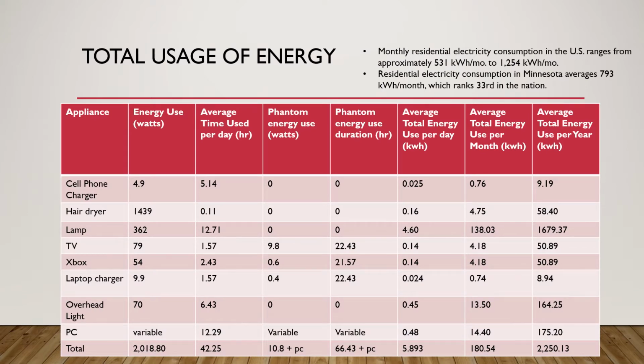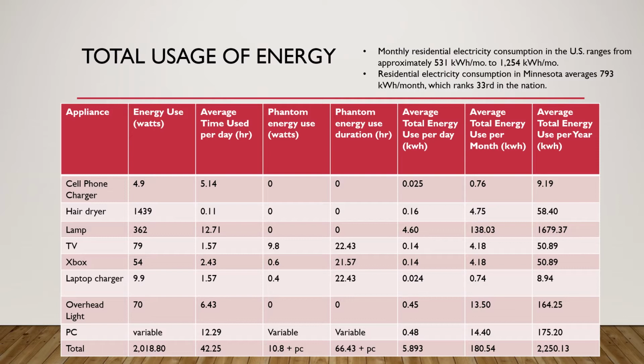Monthly residential electricity consumption in the United States ranges from approximately 531 kilowatt hours per month to 1,254 kilowatt hours per month. Residential electricity consumption in Minnesota averages about 793 kilowatt hours per month, which ranks 33rd in the nation.